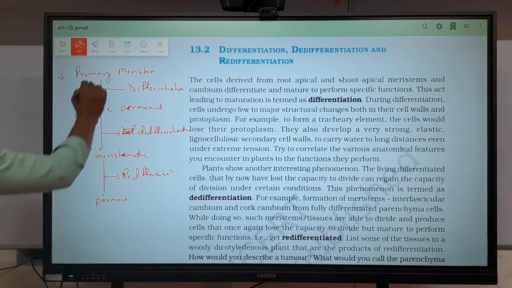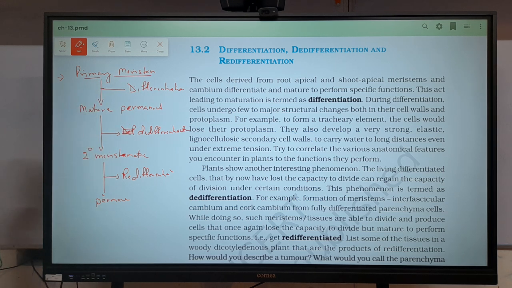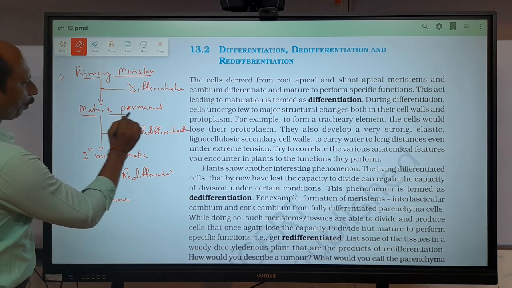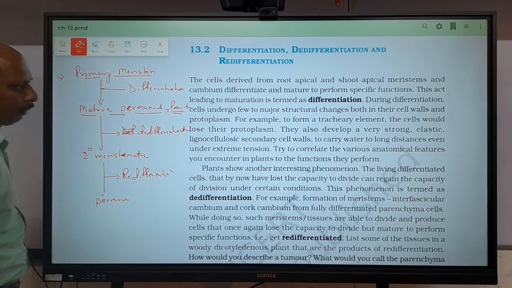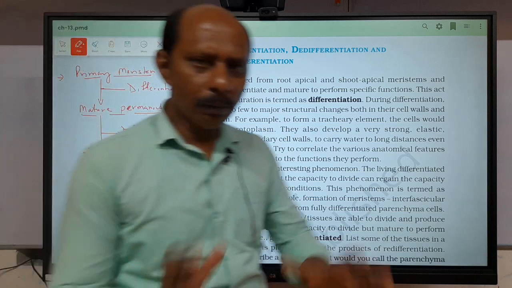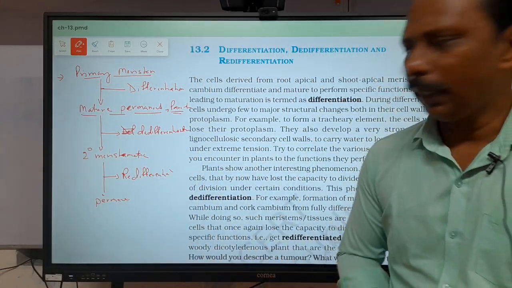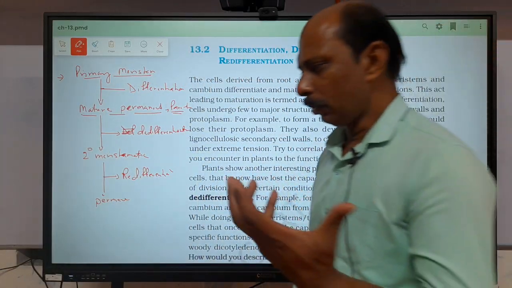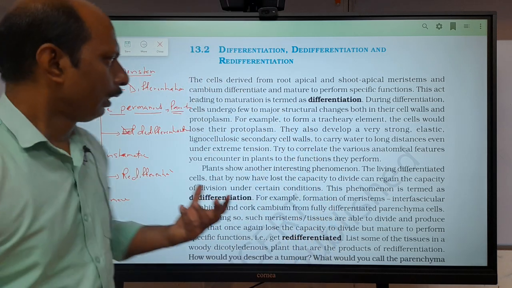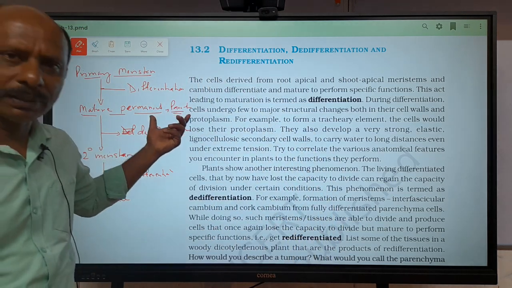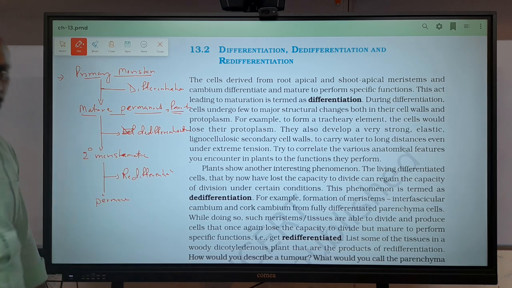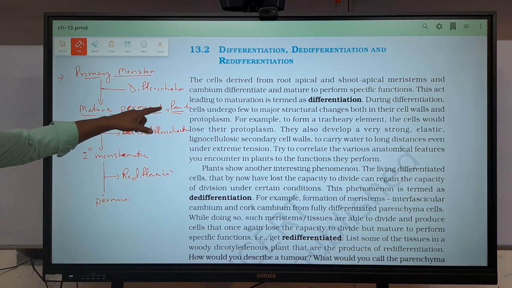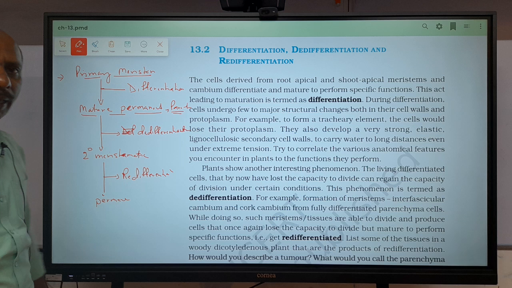As for example, primary meristem forms permanent tissue. Here the mature permanent tissue is parenchyma. In the case of medullary rays, in the root, these cells are parenchyma cells which are permanent tissue. Now these parenchyma cells in dicots are converted into interfascicular cambium.